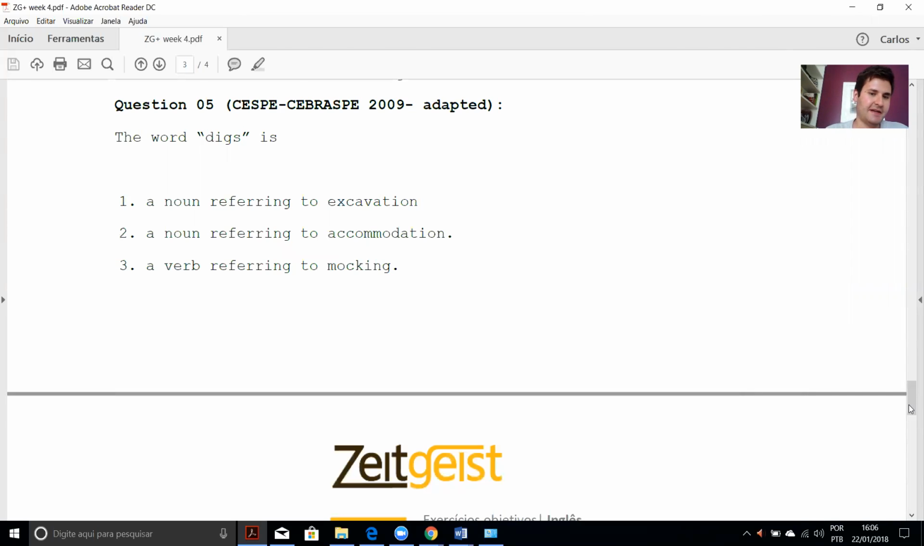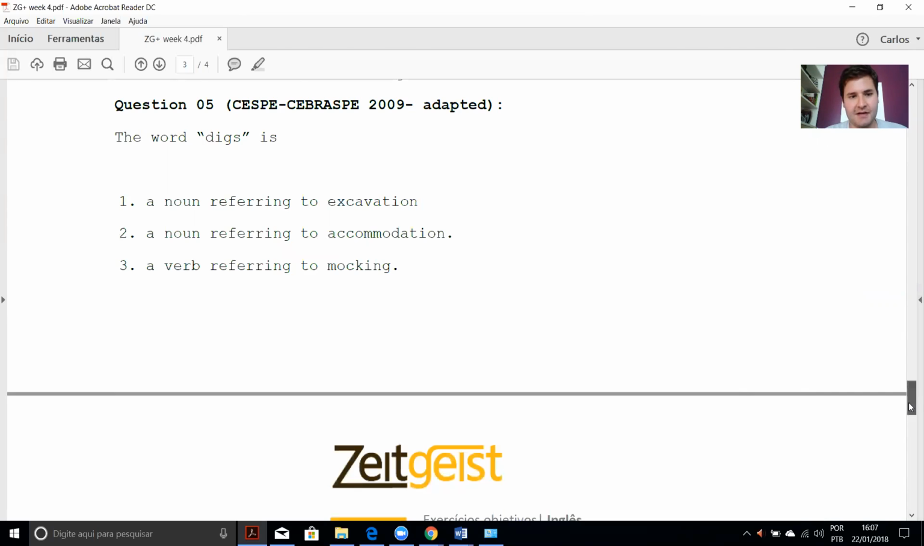A dig is also an excavation. You're excavating to find artifacts. So in this case, digs means excavation. So only one is correct. If you go to 2, a noun referring to accommodation, no. A verb referring to mocking, no. There might be some slang. You could say taking a dig at somebody or something, but this is not the case. This is not slang. This is referring to an actual archaeological dig.